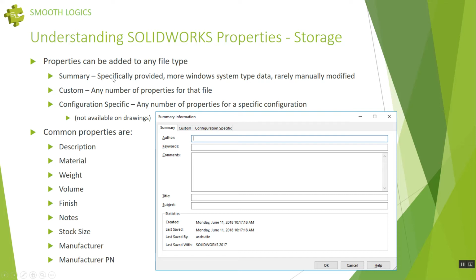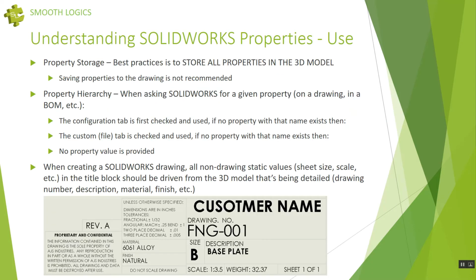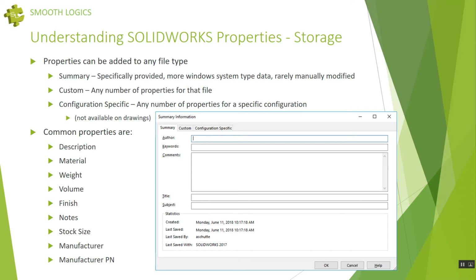The summary is really like a Windows system data level type thing where you have the author, who made it, and that kind of stuff. I don't really see people use summary to hand type in or store really critical data. The custom tab and configuration specific tab, which we'll see in SOLIDWORKS, are a list view, think Excel, where you have a column for what the property is, a column for what type it is, the value, and then the evaluated value. And then the configuration specific tab is a property specific to one configuration.